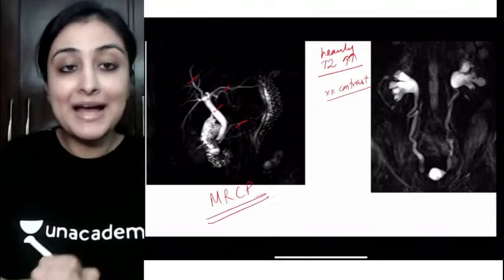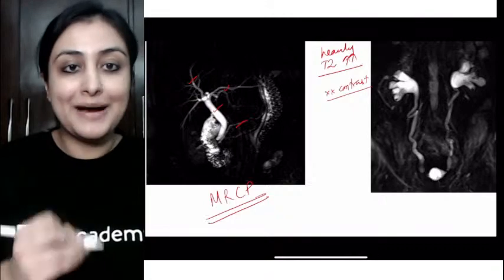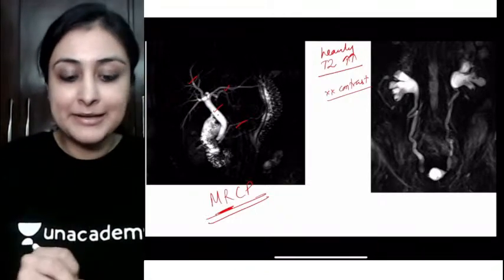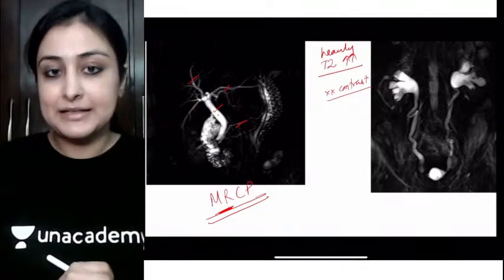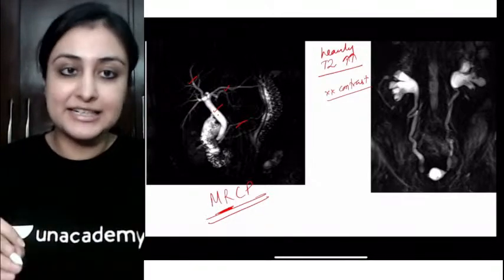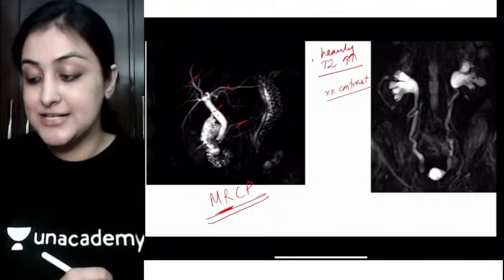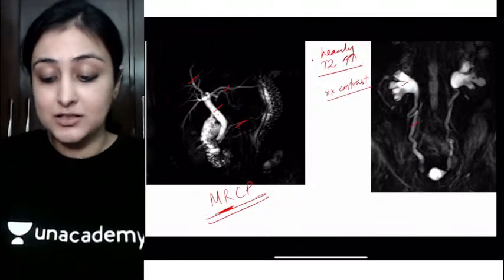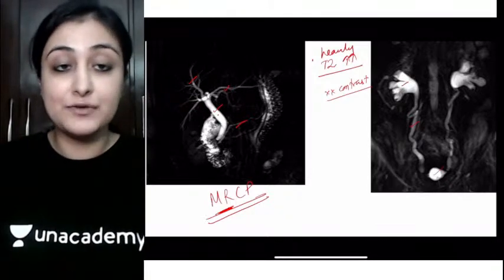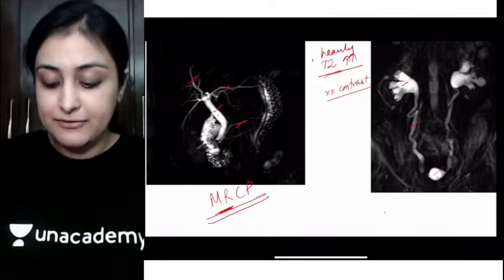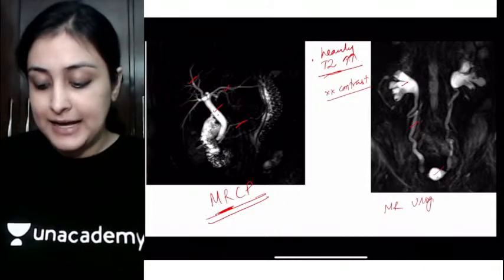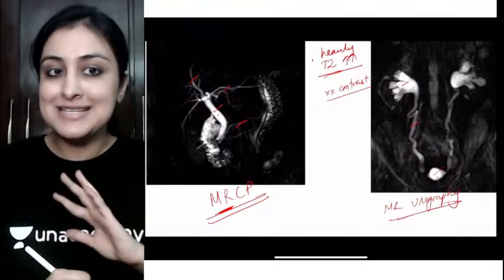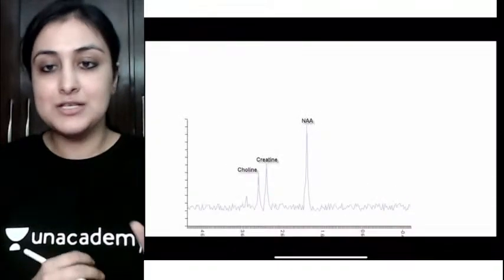MRCP, magnetic resonance cholangiopancreaticography. Means we are seeing with MR, cholangio means CBD, pancreaticography means pancreatic duct. So this is MRCP, doesn't involve any contrast, it is just a heavily T2 weighted MR. Similarly, if I want to see the kidneys, the ureter, the bladder, again it's filled with urine, again it's filled with water. So heavily T2 weighted, if I want to see this, this is called as MR urography. Okay, so these are just heavily T2 weighted sequences, no contrast. Okay, so this is about that.